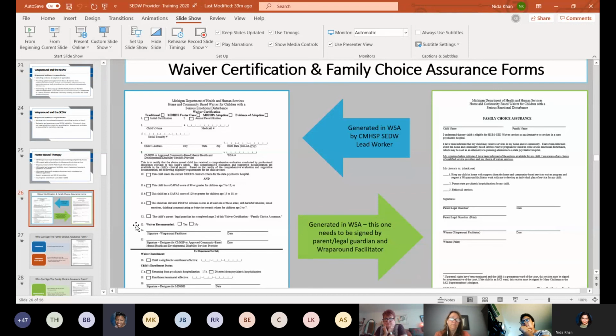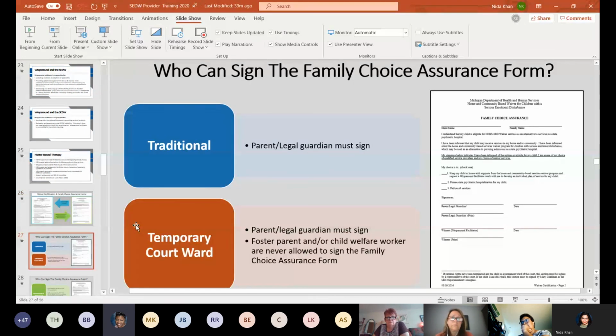And CMH is completing that part, but then I want to talk a little bit more about the family choice assurance form, which is what the family actually signs and completes, and that you would be reviewing with the family prior to making a referral. On this form, it states that the parent understands their child is eligible, because by this time, you should have already had some discussion and dialogue about what the SED waiver offers and whether or not the child and family could benefit from that.